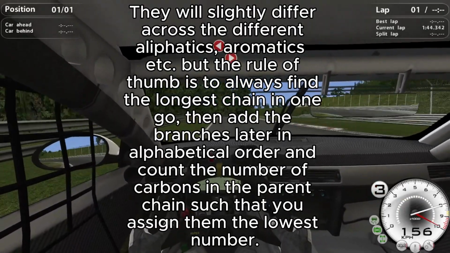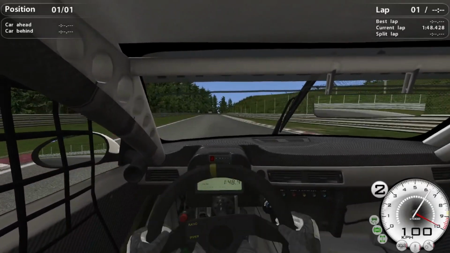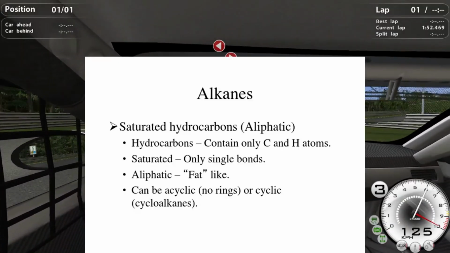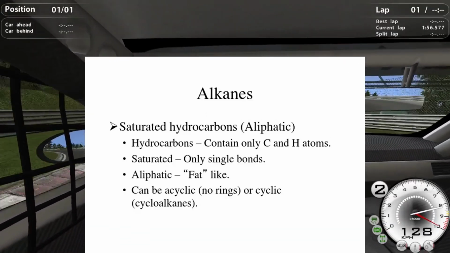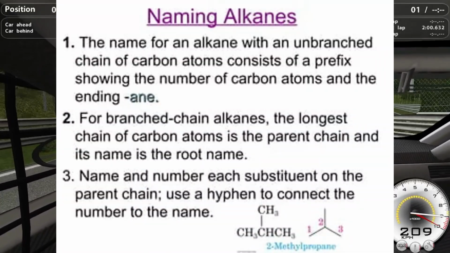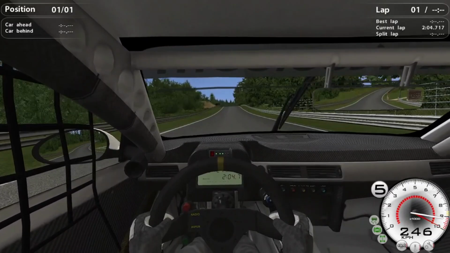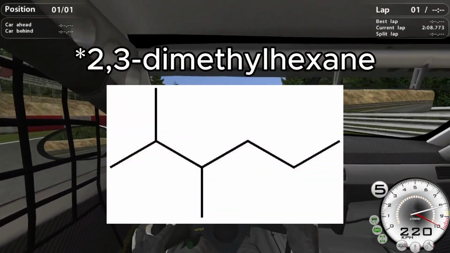And then number three, you list the branches alphabetically in addition to the lowest number. So the alkanes are saturated compounds. They only have single bonds, right? And their suffix is -ane. Alkanes are really simple to name. So we have two examples: ethane, and then 2,3-ethyl hexane, right?